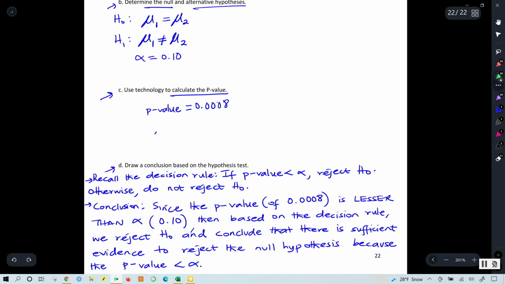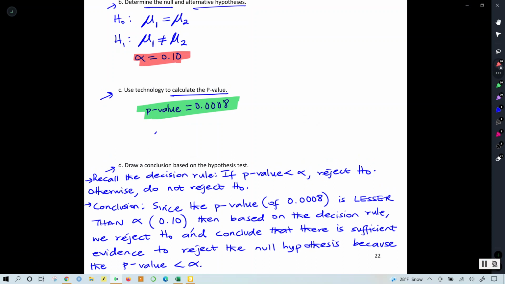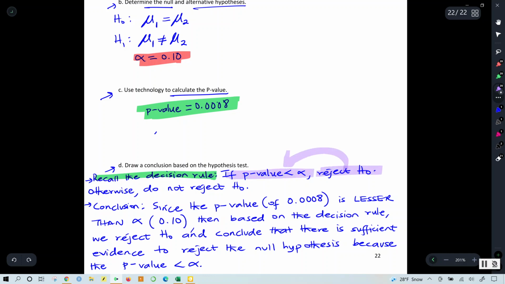So it is time to compare the p-value to alpha. If we recall the decision rule, we usually reject the null hypothesis if the p-value is less than alpha. We need to check if that is so in this case. Our p-value is 0.0008. It is definitely lesser than what? Alpha. So we're ready to draw a conclusion based on that rule of decision.